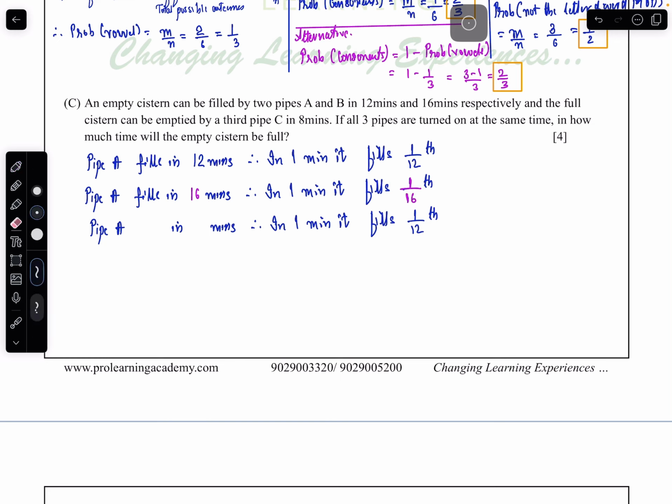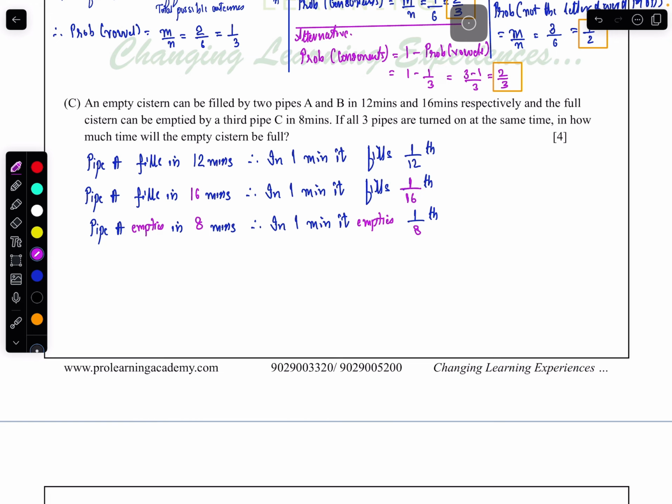So pipe C, instead of fill, it empties in 8 minutes. Therefore, in 1 minute, how much will it empty? Because it was 8 minutes, it should become 1/8. So we have 1/8 here. We are now interested in how much time the empty cistern will take to be full. So we are looking at what the three pipes could do simultaneously in 1 minute.